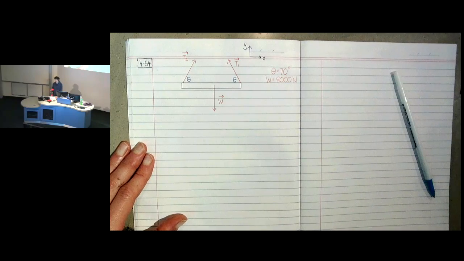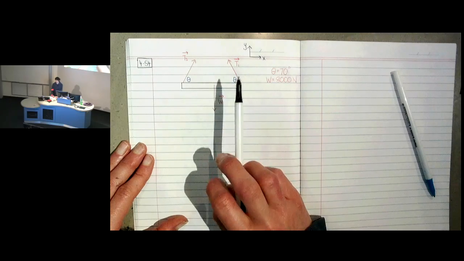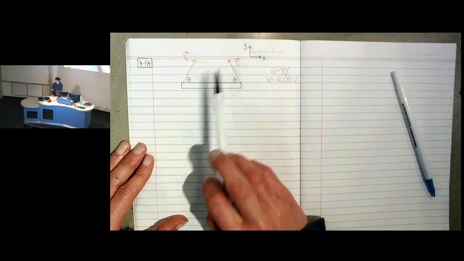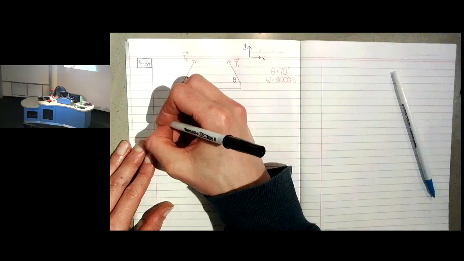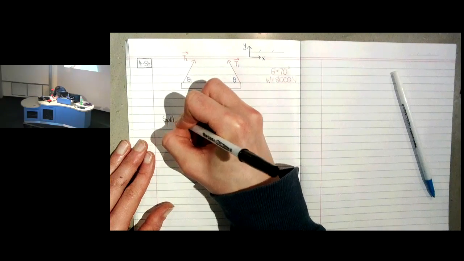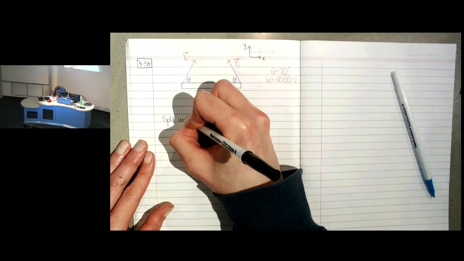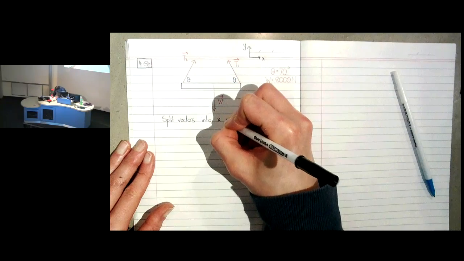Let's now split these vectors up into the x and y components and then add those components up to find the x and y components of the net force, because we know that those components of the net force have to be 0. And that'll give us a couple of equations that hopefully we can solve for what the question is asking us for, that is the tension in these two cables. So if we split vectors into x and y components.